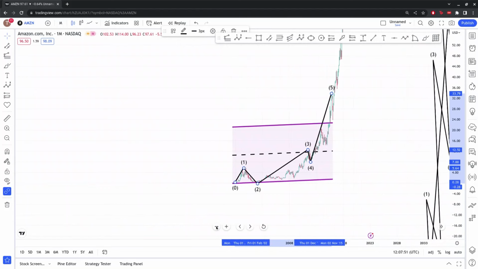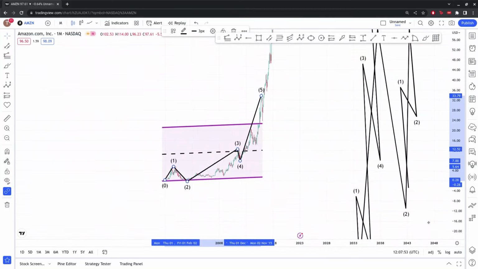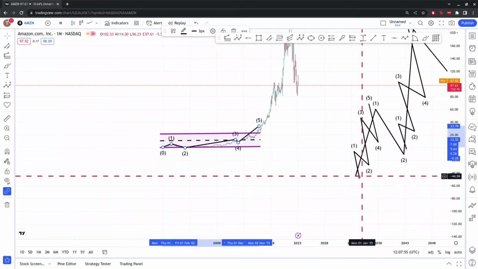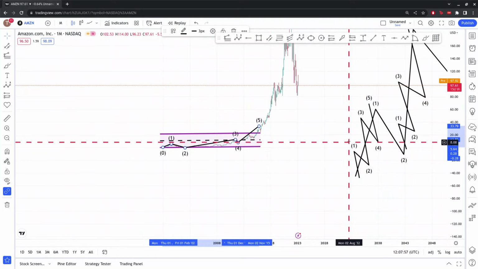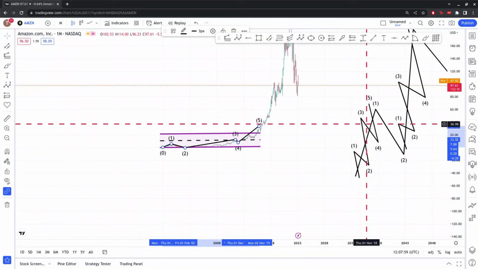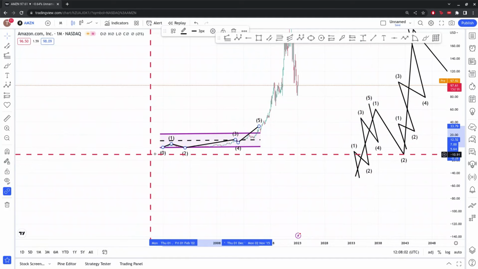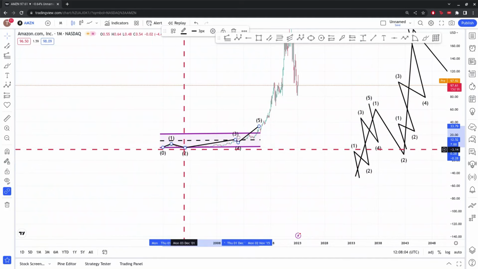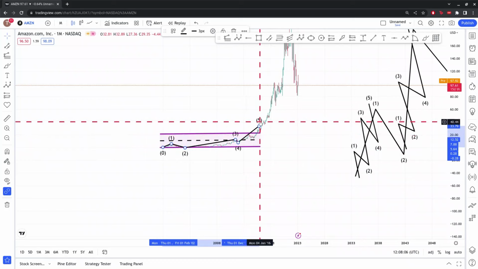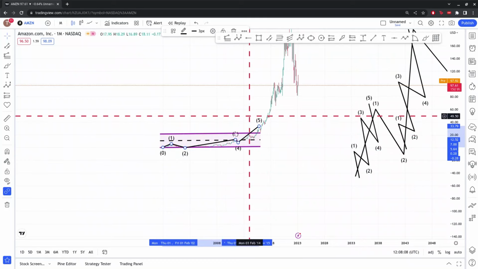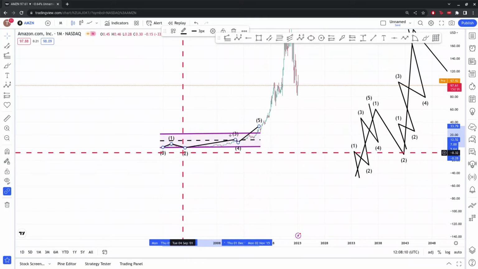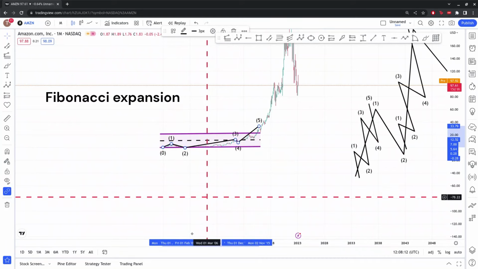So guys, if I get to the drawing I did, this was the first wave, and the fractals were wave 1, wave 2, 3, 4, and 5. So we got the fractals of the first wave, which is 1, 2, 3, 4, and 5. And by getting this first wave, I could use my Fibonacci expansion tool.